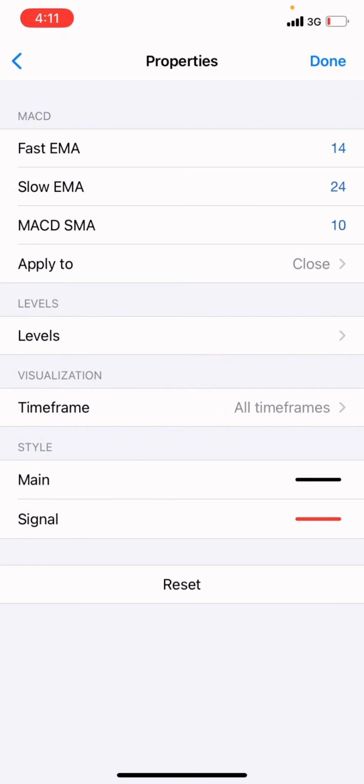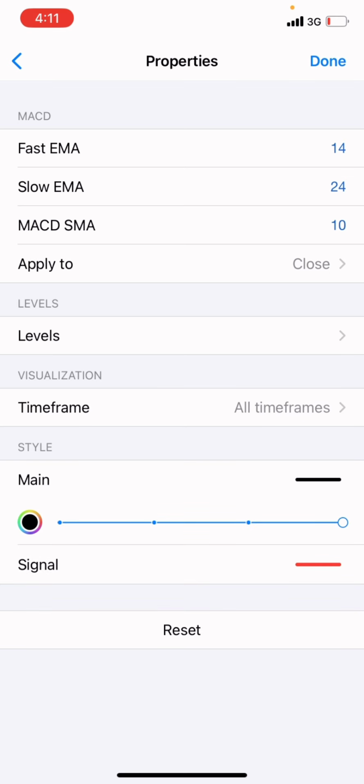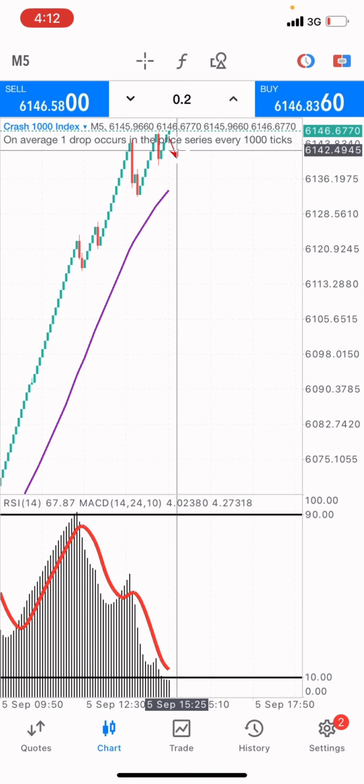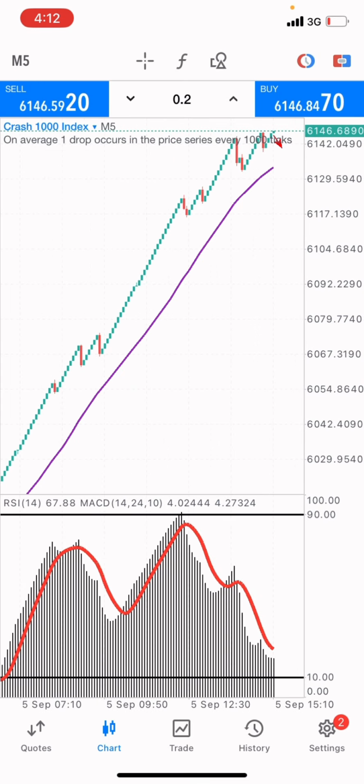Then for the MACD, fast EMA 14, slow EMA 24, and the MACD SMA 10. You put a main color black or any color of your choice, as long as you know what you are doing on the market. For the signal, you put it on red on 4 pixels with this straight line pattern at this first point, then you click on done. So that's for the parameters.